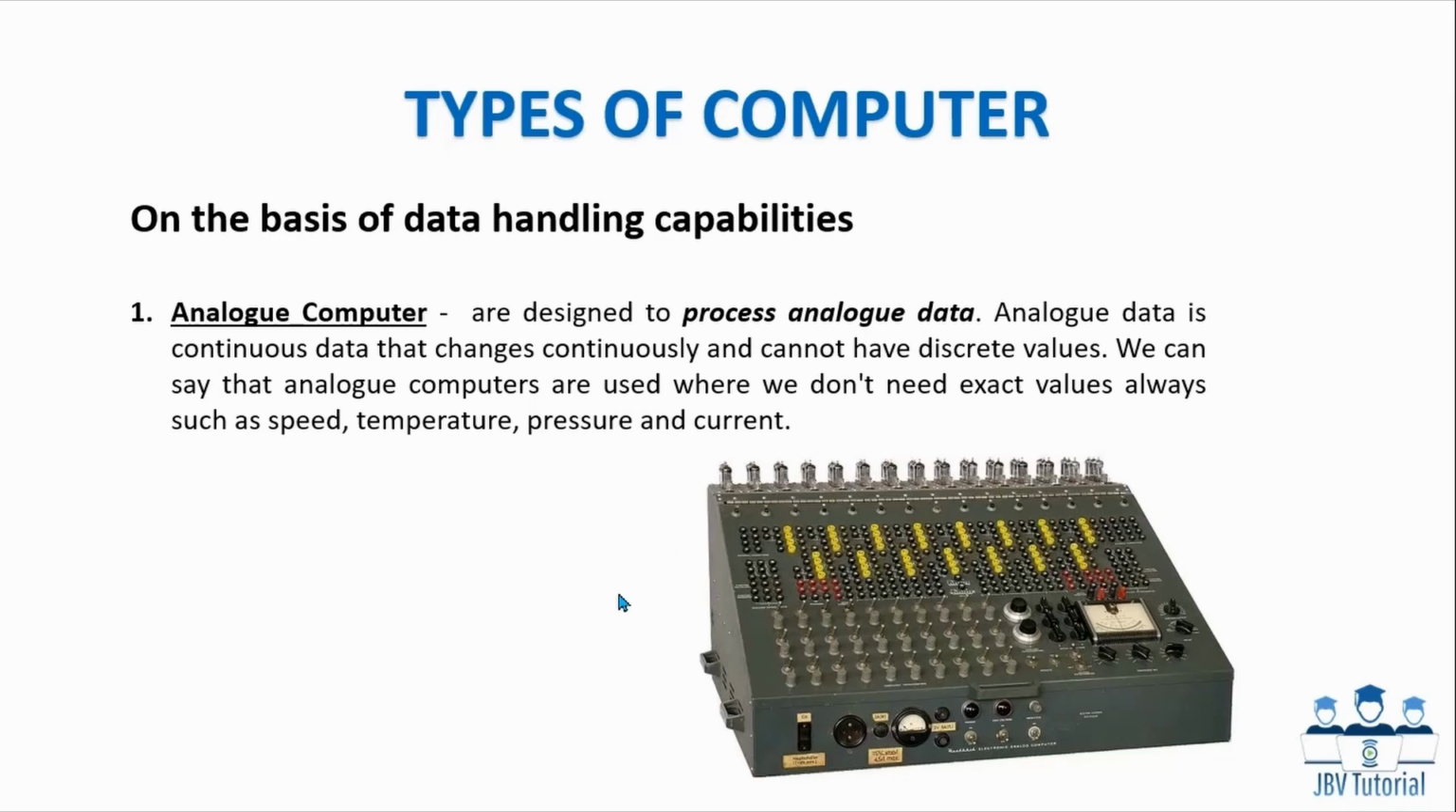We can say that analog computers are used where we don't need exact values always, such as speed, temperature, pressure and current. Analog computers directly accept the data from the measuring device without first converting it into numbers and codes. They measure the continuous changes in physical quantity and generally render output as a reading on a dial or scale. Speedometer and mercury thermometer are examples of analog computers.